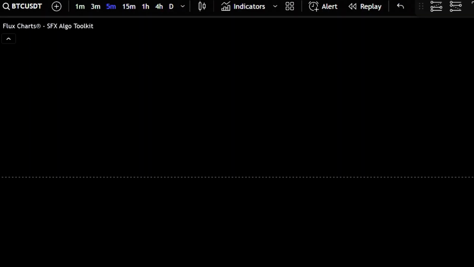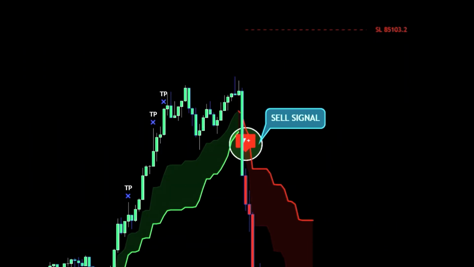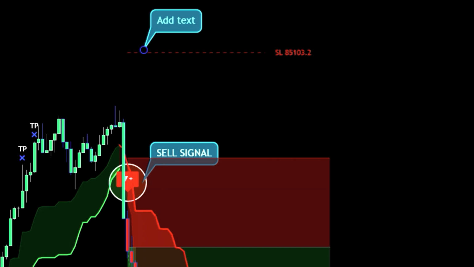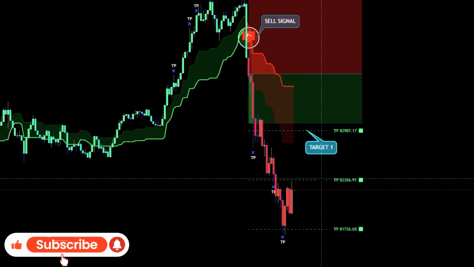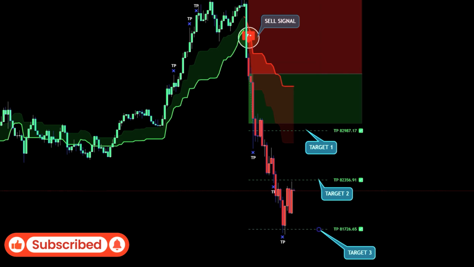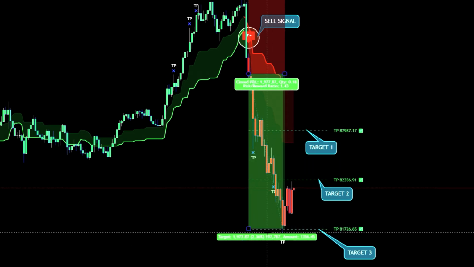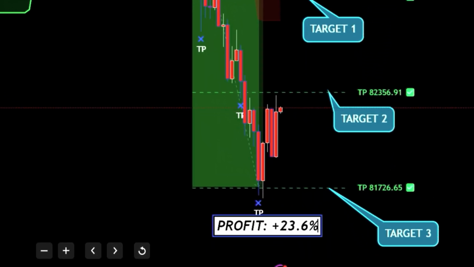On the 5-minute chart, another sell signal shows up. The stop loss level is marked, and we set it there to limit our loss if the trade fails. The take profit levels are also provided. When we enter the sell trade, the price hits the selected take profit, giving us 23.6% profit.